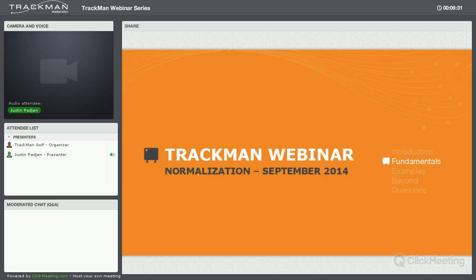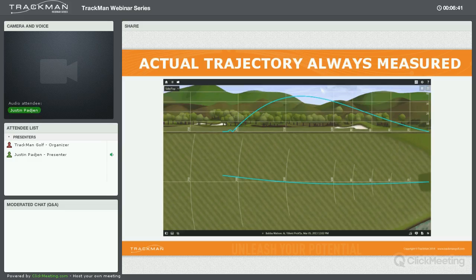So next, let's look at some of the fundamentals of the normalization feature, and get a little bit more familiar with how it actually works behind the scenes now that we've looked at some of the basics. The first thing to know is that TrackMan always measures the actual trajectory. You're really talking about outdoors here, where you can see the full ball flight. If you're outdoors, TrackMan's always going to measure that full trajectory. Here we've got a ball that's fading and then fades across the line to the right-hand side of the target line.